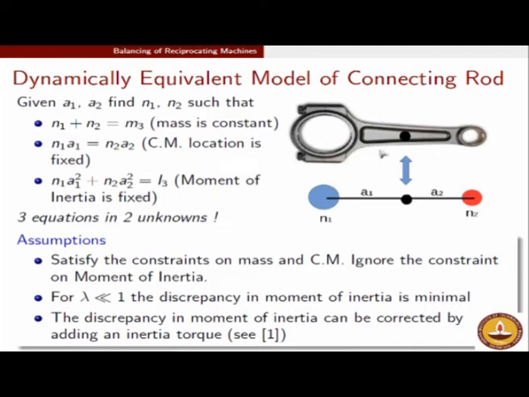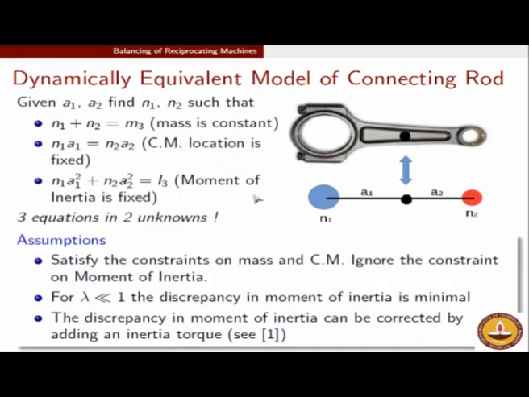So, we want the mass to be constant, that means whatever is the mass of our connecting rod, which was M3 as per the symbols that have been used in the earlier slide. So, this M3 has got to be equal to N1 plus N2. N1 plus N2 has got to be M3. Similarly, since the center of mass has got to be in the same position, so if this point has to be the center of mass, we must have N1 times A1 equals N2 times A2. N1 times A1 has got to be equal to N2 times A2 as per this criteria, that the location of the center of mass should be unchanged between the actual connecting rod and the simplified connecting rod.